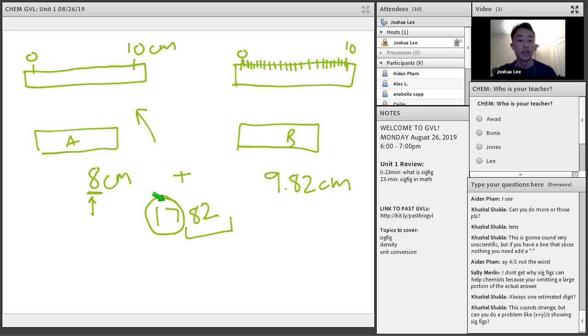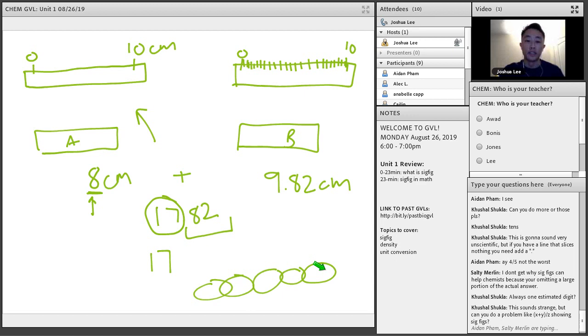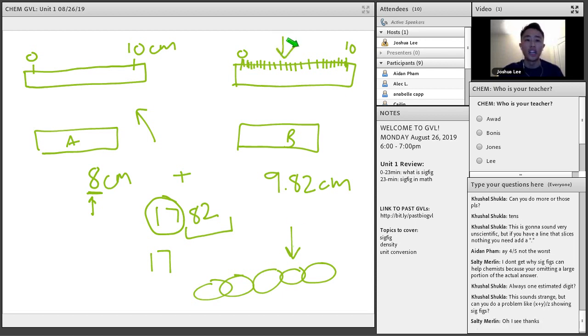So that's why we use significant figures. And it's kind of like a chain link, where the chain is only as strong as the weakest link. As soon as this link breaks, the entire chain breaks. Similar idea: a bunch of people could have this ruler, but since one person has this ruler, you can't become that specific.